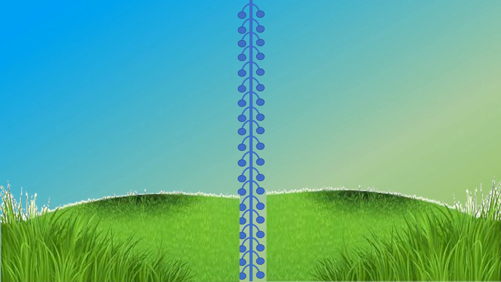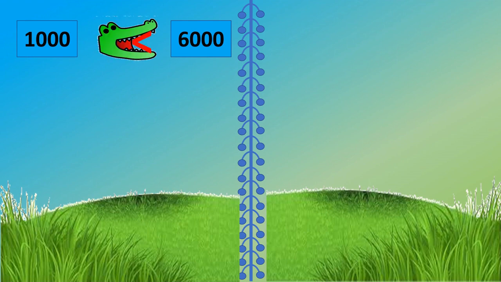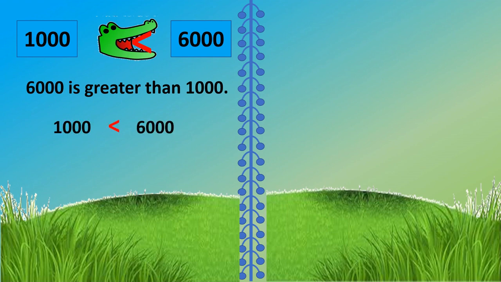Now let's try with 4-digit numbers. The easy one first. So we have 1000 and 6000. Correct. We have 6 in the thousands place and 1 in the thousands place. So 6 is the greater number. So 6000 is greater than 1000. And we put the greater sign pointing towards 6000. The other way of writing is 1000 is smaller than 6000.